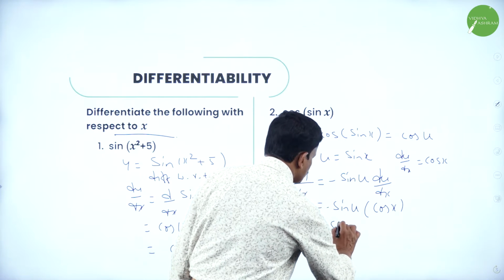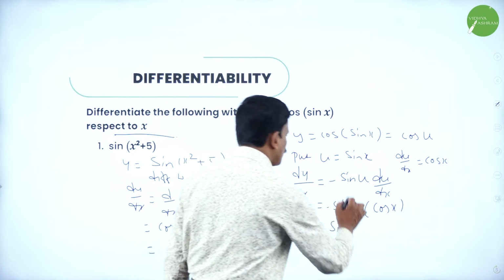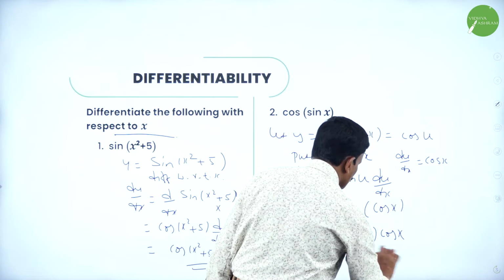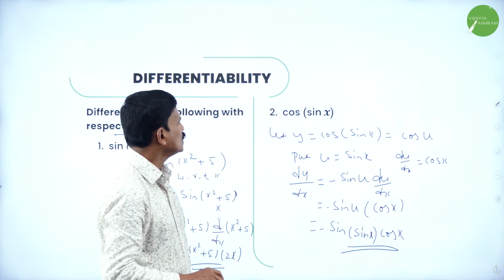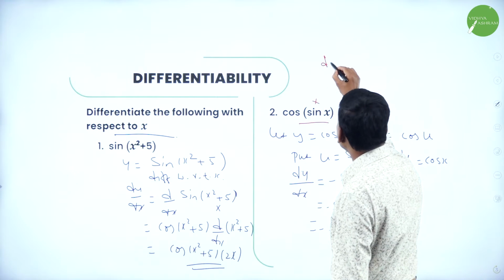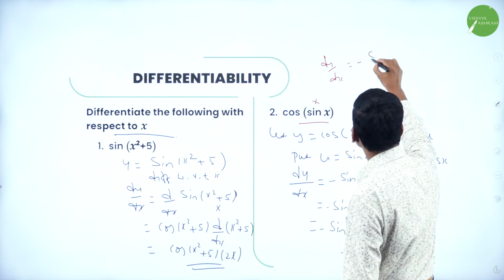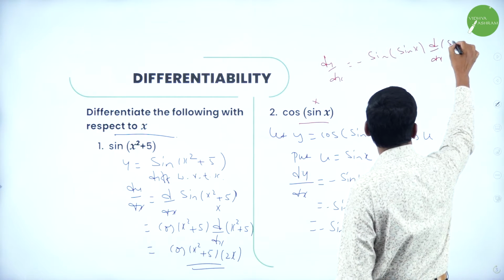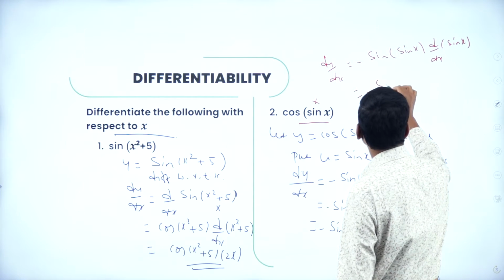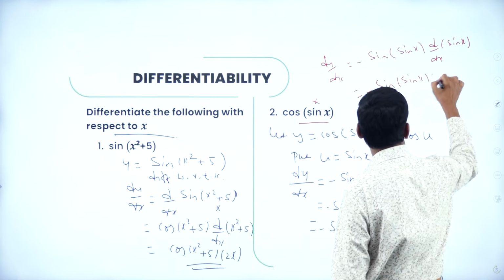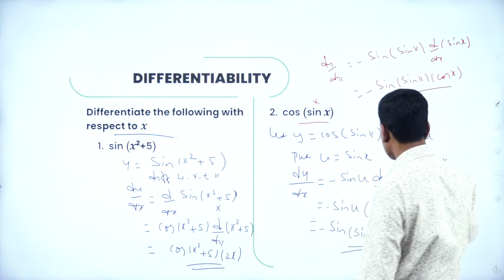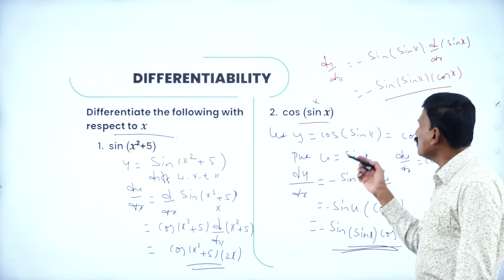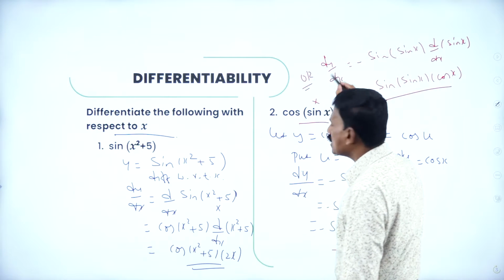What is the value of u? Substitute the value of u. We had taken u as sin x, so minus sin of sin x into cos x is the derivative of the function. That's it. Let us call it as x. dy by dx is equal to differentiation of cos is minus sin, x is sin x as it is, into d by dx of inside function sin x. So this is minus sin of sin x into differentiation of sin x, which is cos x. Minus sin of sin x into cos x. Any method you can follow to solve this type of problems.